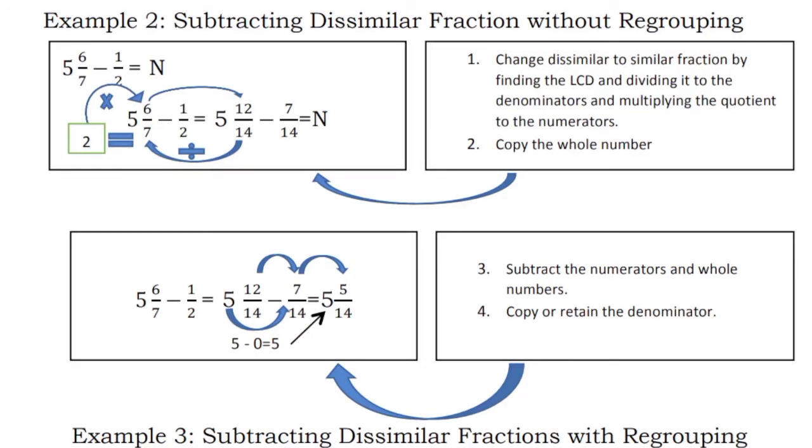So let's proceed now to example number 2 that talks about how to subtract similar fractions without regrouping. But before we go further to that, let us recall how to subtract fractions. Let's say A over B subtracted by C over B is just the same as A minus C all over B. It means that we're going to subtract fractions if they have the same denominator.